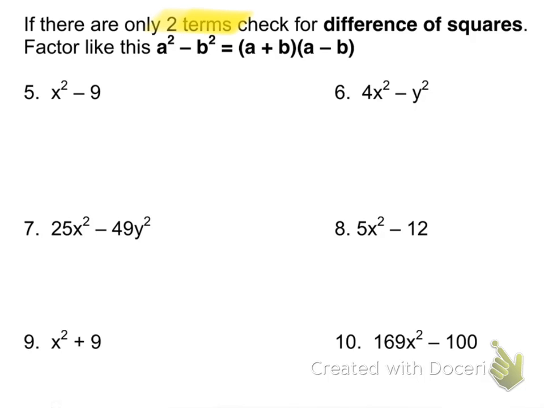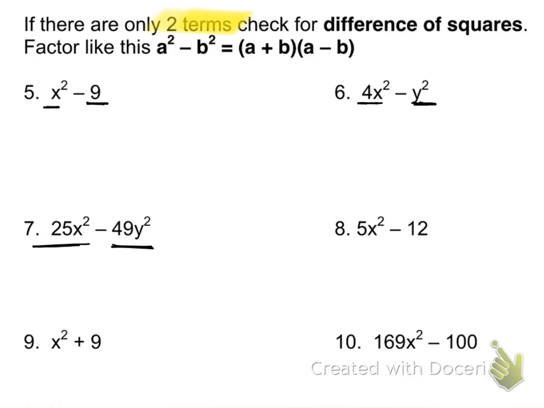Okay? And a term is what's separated by a plus or minus sign. So this is a term and that's a term. This is a term and the y squared is a term. 25x squared is a term, 49y squared is a term. Okay, so all these examples have only 2 terms.